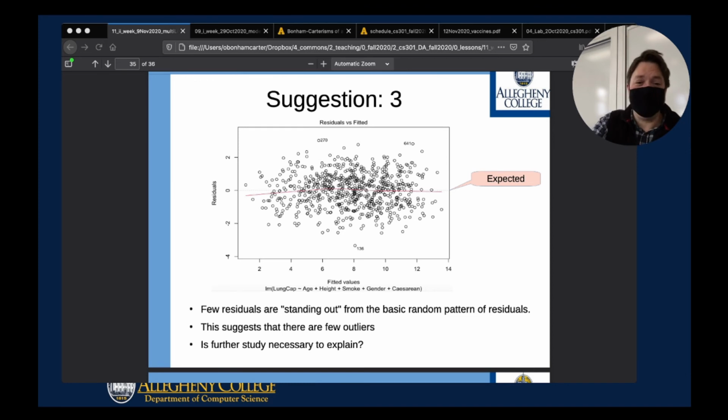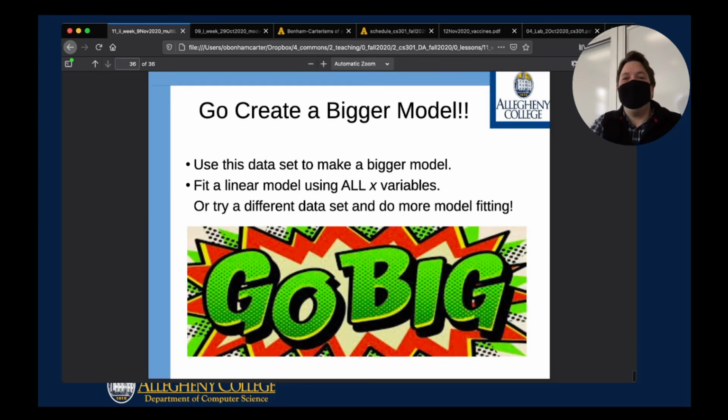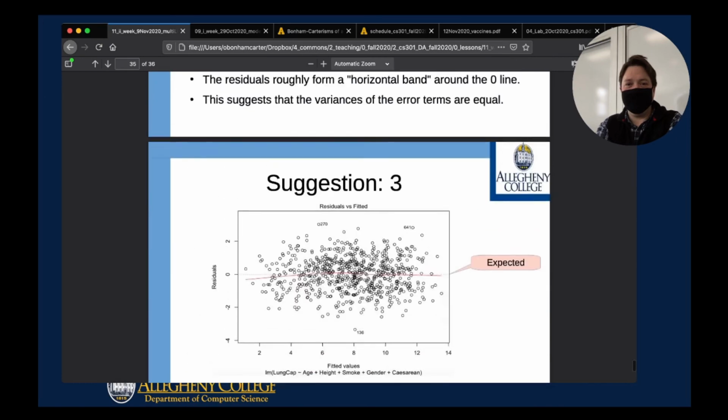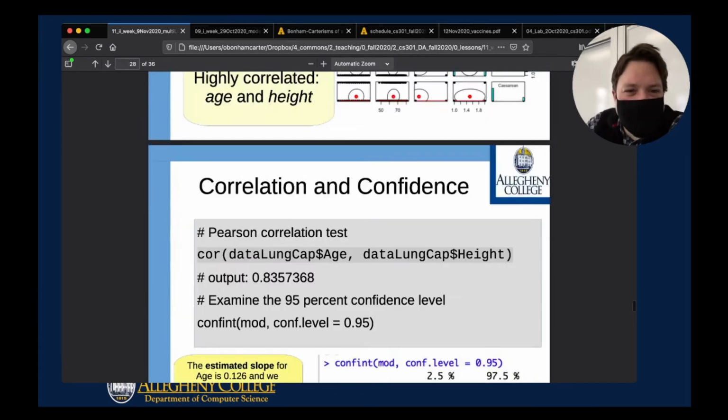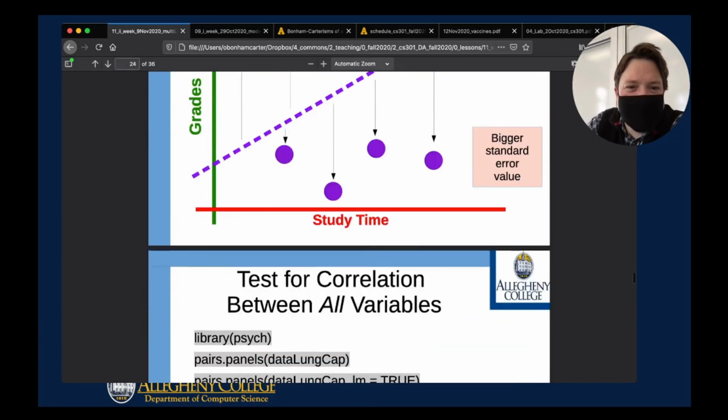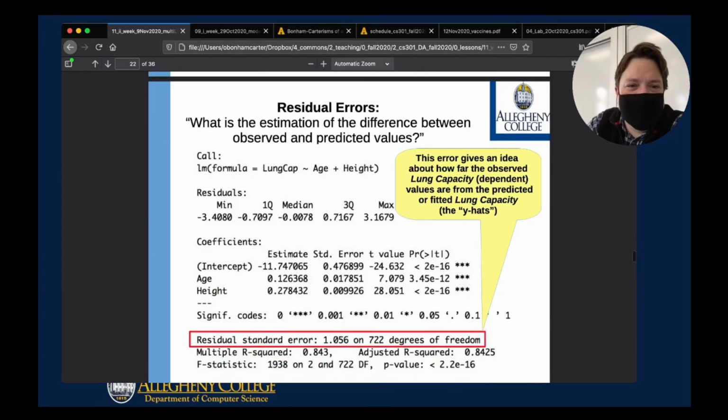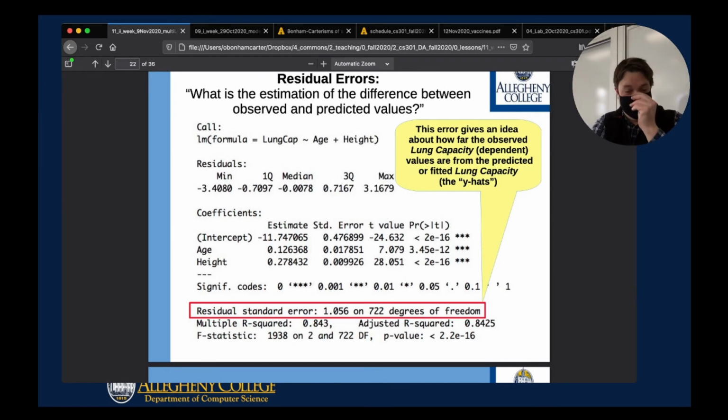Are there any questions before I move on to the next thing? Yes, sir. If we go back to the summary of the previous model, the p-value at the bottom, does that represent the p-value of the model as a whole, and how significant it is?